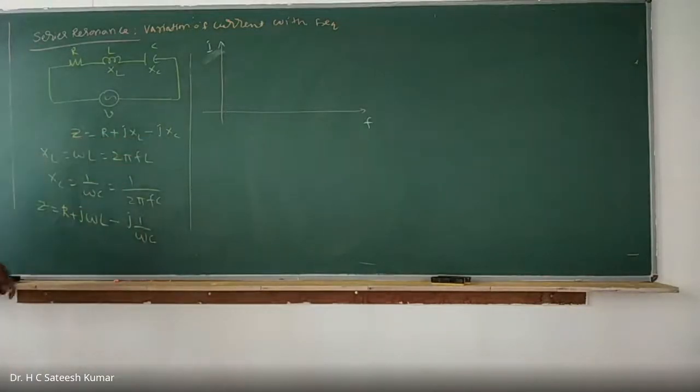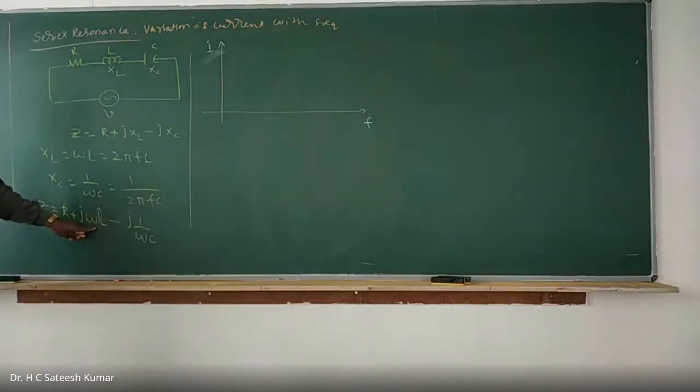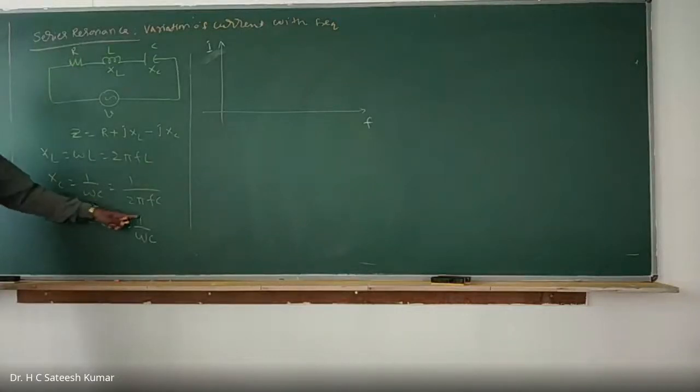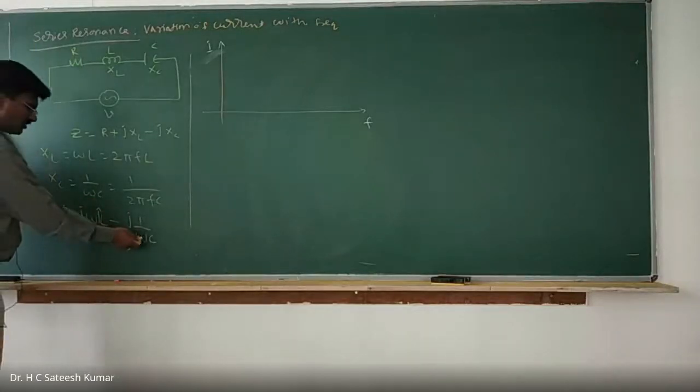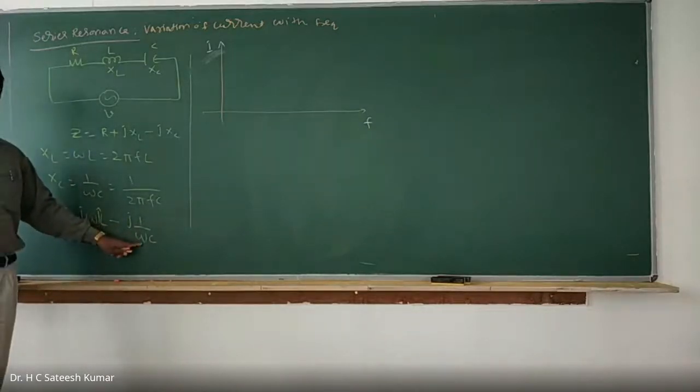Now what will happen is, as omega is nothing but 2 pi f, as omega increases, what will happen? As the frequency increases means omega is increasing. Inductive reactance goes on increasing. Okay, right. And capacitive reactance, what is that we have? This one goes on decreasing. So therefore, the circuit becomes inductive.